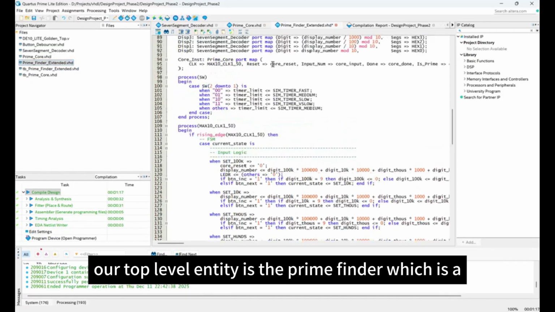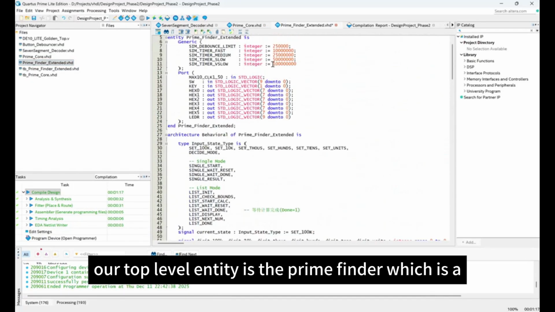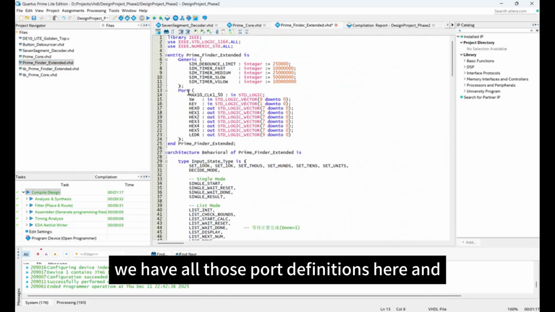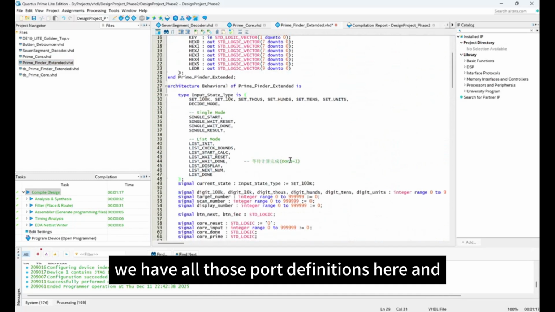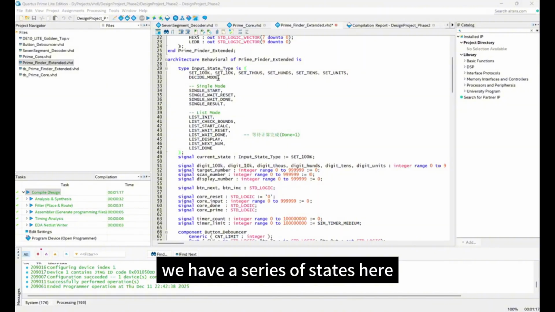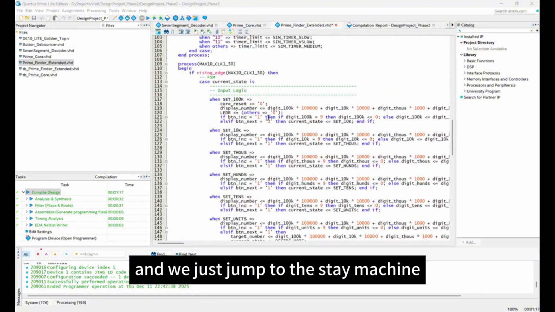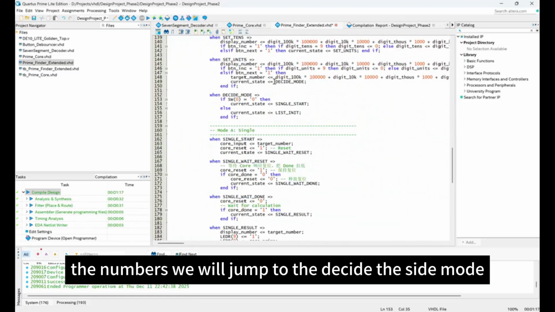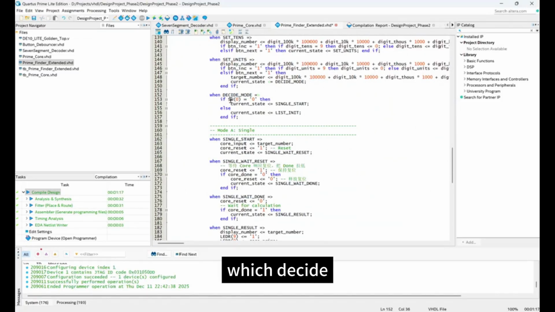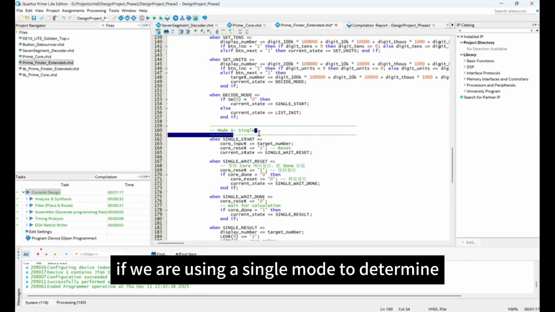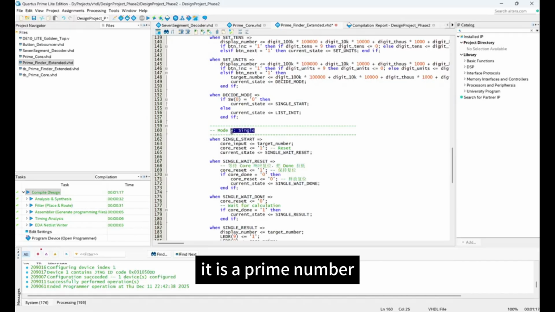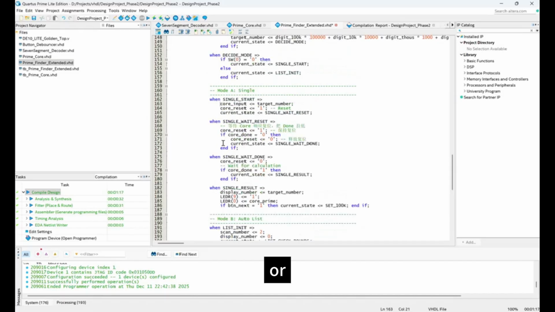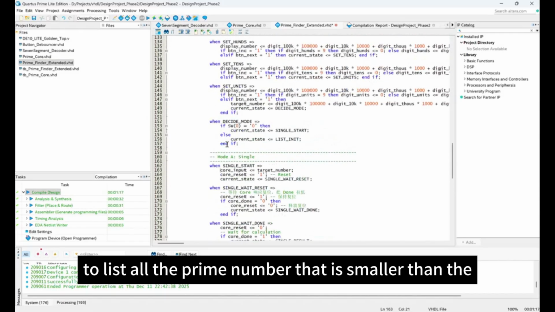And our top level entity is the prime finder, which is a finite state machine. We have all these port definitions here, and we have a series of states here, and we just jump through the state machine. That is the set and logic. If we set all the numbers, we will jump to the decide mode, which decides if we are using a single mode to determine if it is a prime number, or to list all the prime numbers that are smaller than the number you have input.